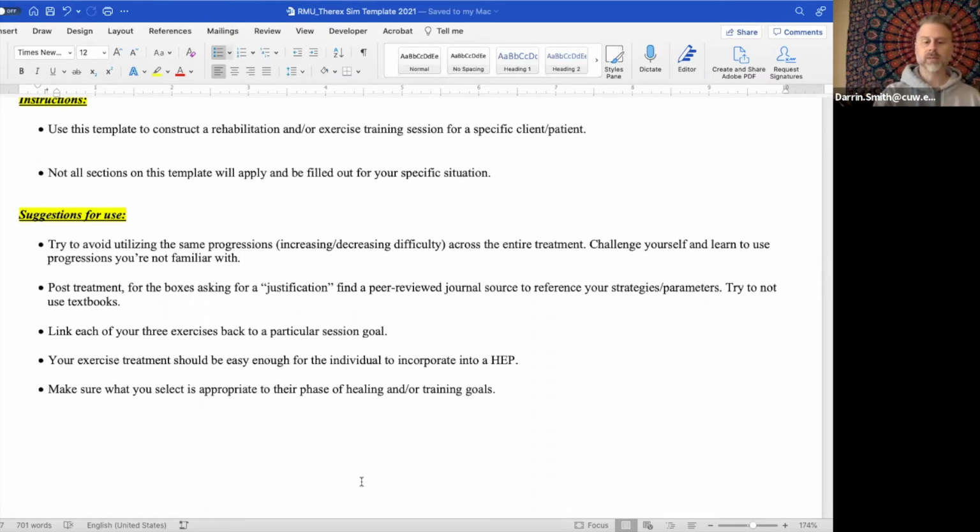And then lastly, if you are working with someone who is in pain or healing, make sure that what is constructed or selected is specific to their healing phase. If you're not working with someone who's in pain, then make sure it's specific to their training goals. Everything should be movement-based, not muscle-based, movement-based.